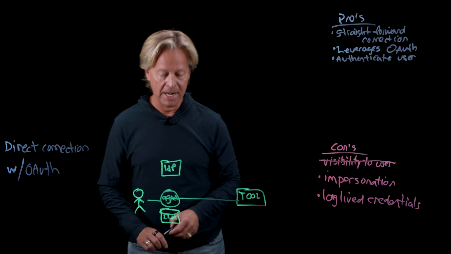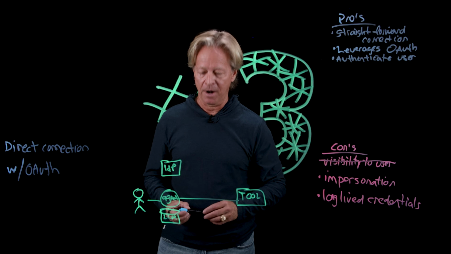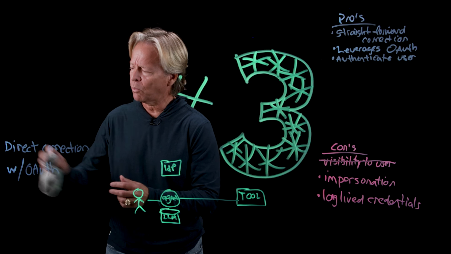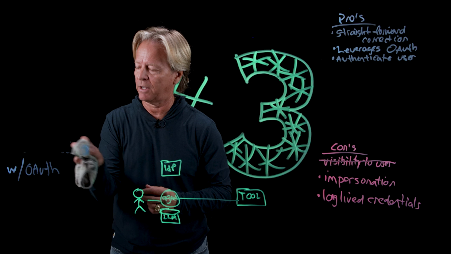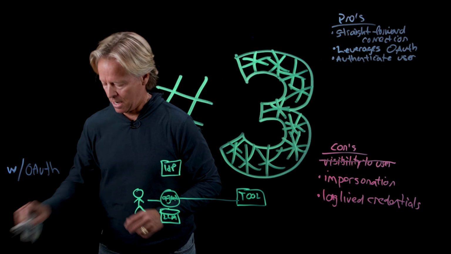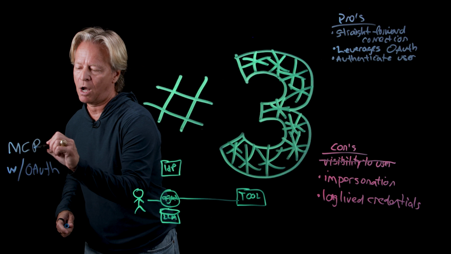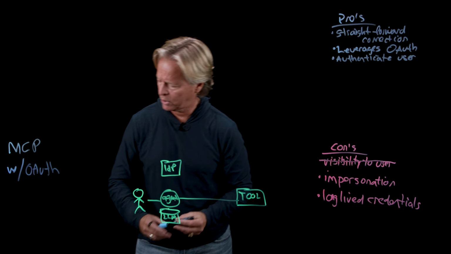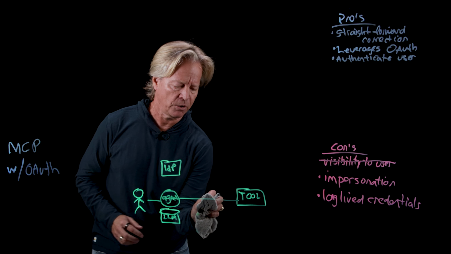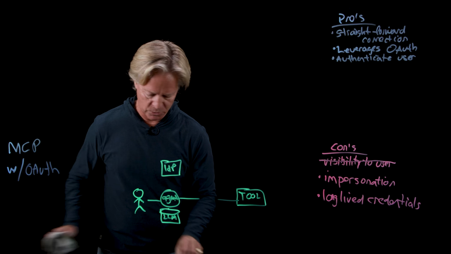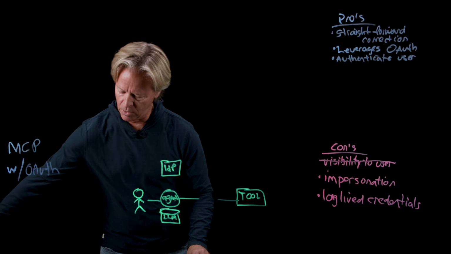All right, so now let's go to pattern number 3. We're going to remove the direct connect part of this, and we're actually now going to add MCP, Model Context Protocol, into this. And we're going to do the same thing in our drawing in our model here, is we're going to now add MCP into the middle of this.